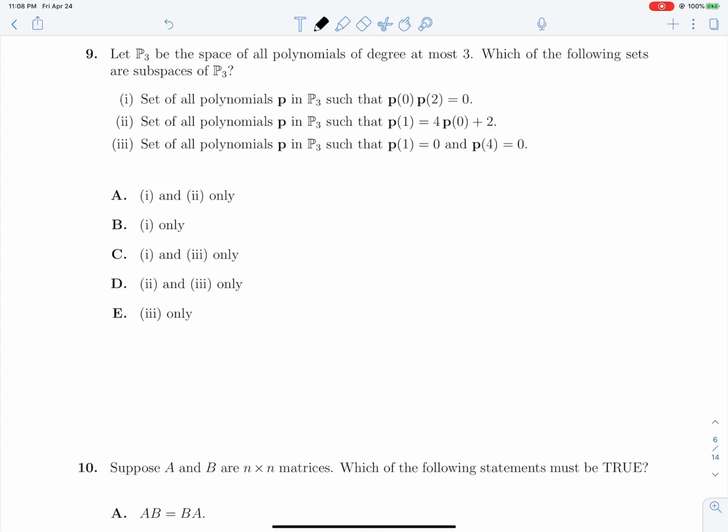9. Let P3 be the space of all polynomials of degree at most 3. Which of the following sets are subspaces of P3? 1. The set of all polynomials p in P3 such that p(0) times p(2) is equal to 0. So the polynomials that satisfy this must evaluate to 0 at either x equals 0, x equals 2, or both. I don't like this question because you can test closure under vector addition for option 1 and be pretty sure you've tested it fully, but you haven't.